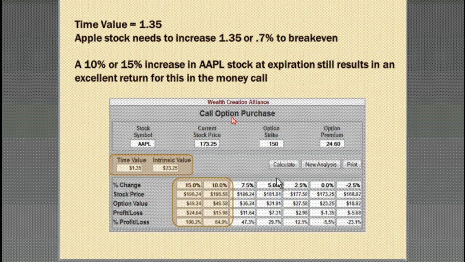And you can see, even though this is in the money and it's not as leveraged as the out of the money, if Apple goes up 10%, we're going to have a 64% return. If Apple goes up 15%, we're going to have a 100% return. So this carries a lot less risk, but you still get a good return if the stock goes up. So I'd much rather trade this way than risk 100% of my capital.